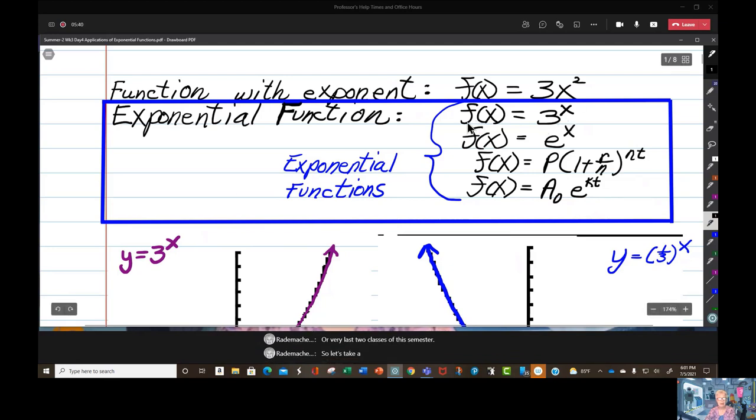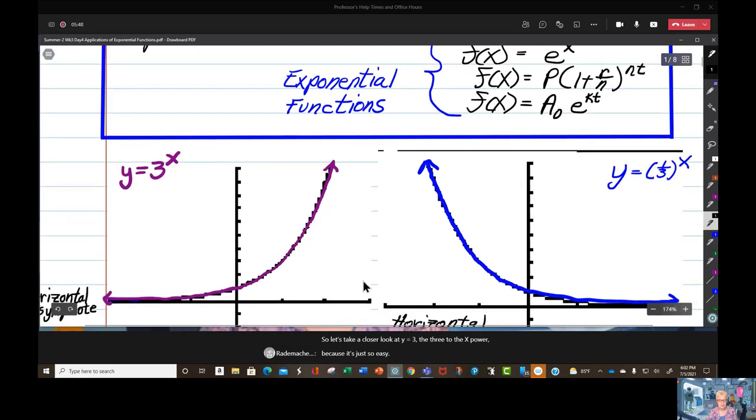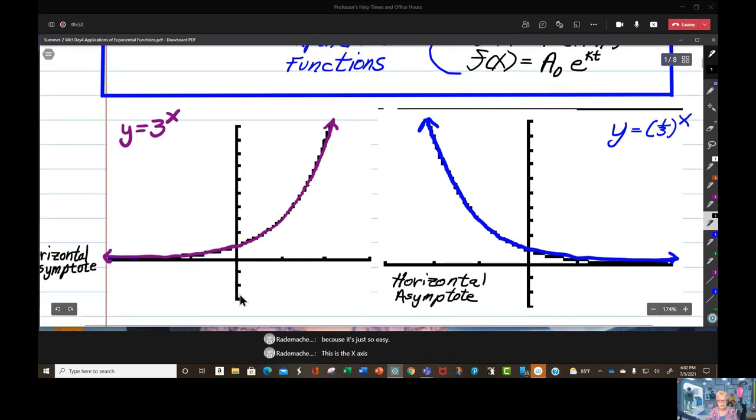So let's take a closer look at Y equals 3 to the X power, because it's just so easy. This is the x-axis. This is the y-axis. And the graph of y equals 3 to the x goes from negative infinity out on the left to positive infinity out on the right. The graph starts infinitely close to the x-axis, but not touching the x-axis. And it slowly, slowly, slowly grows away from the x-axis. And then about the time it crosses y equals 1, it starts to just explode upwards.